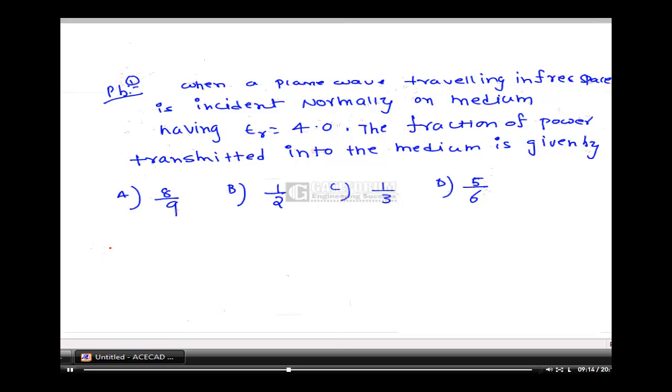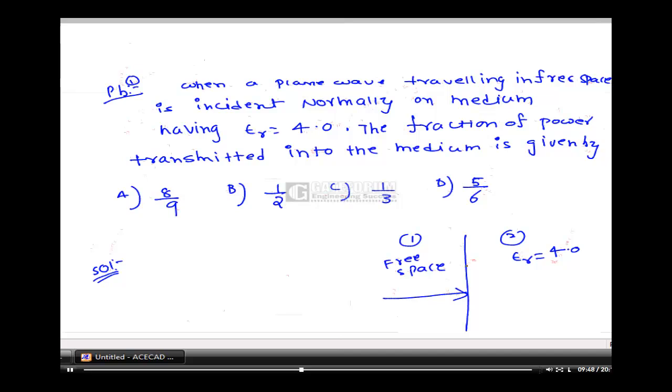This type of problem is very important, so we will see how to solve it. The solution is: here two media are given, medium 1 and medium 2. Medium 1 is free space, medium 2 is characterized by epsilon r value 4, and mu r value is not given, so we have to consider it as 1. Then the wave is incident normally. What is the fraction of power transmitted into the medium?